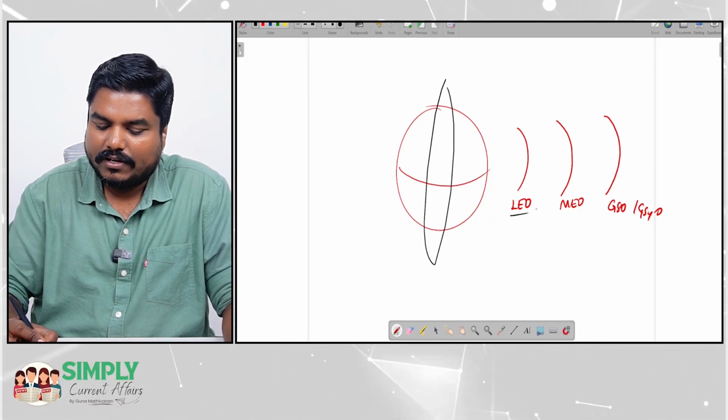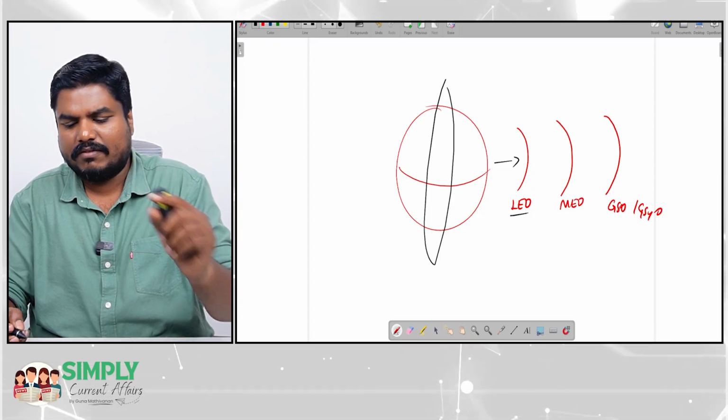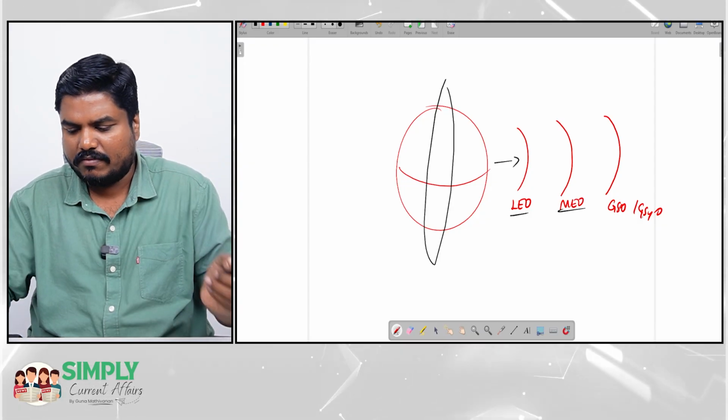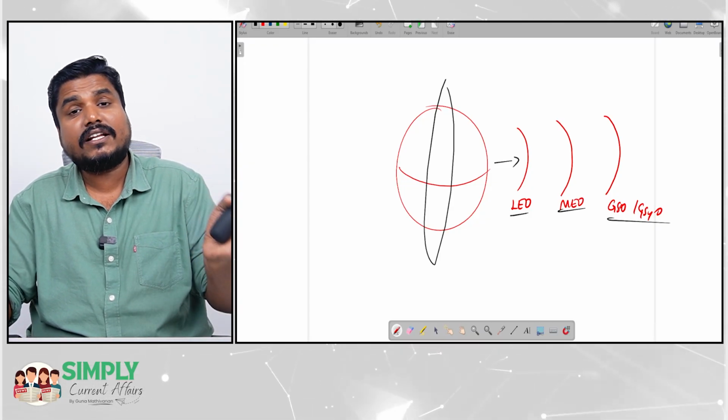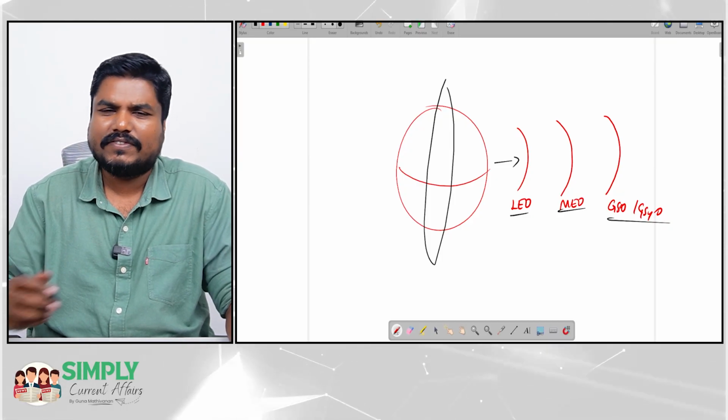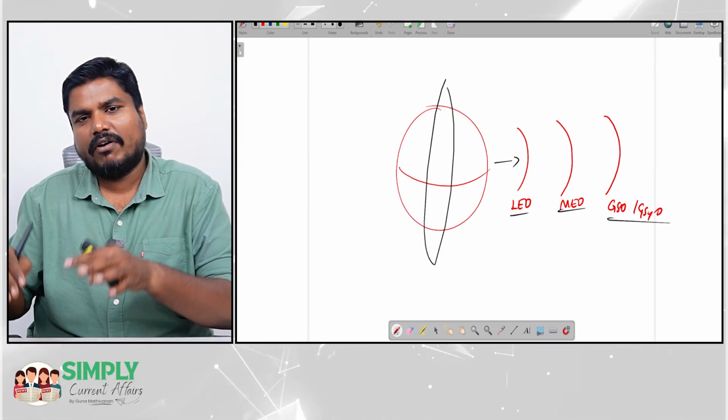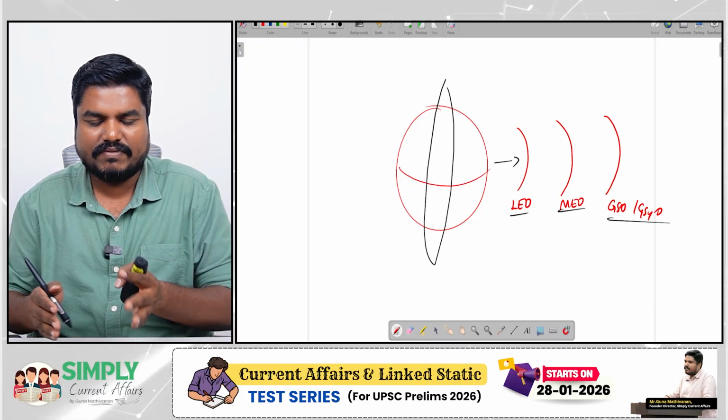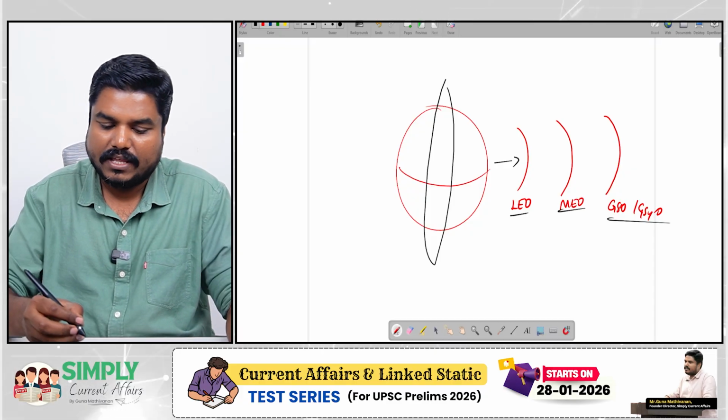Now, low Earth orbit is at a distance of 400 to 1000 kilometers. Middle Earth orbit is roughly 2000 plus kilometers. Geosynchronous, geostationary is roughly 37,000 kilometers. Okay, so forget about these numbers and all. The orbits we will discuss in detail a little later. We will discuss sun synchronous orbit.